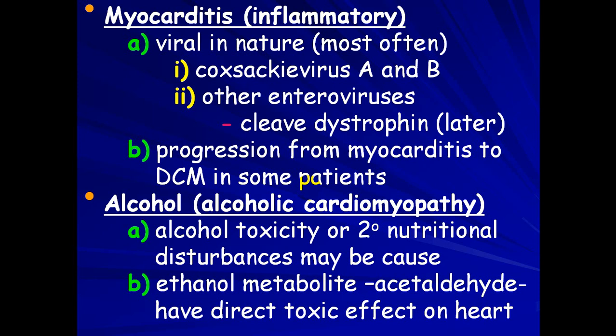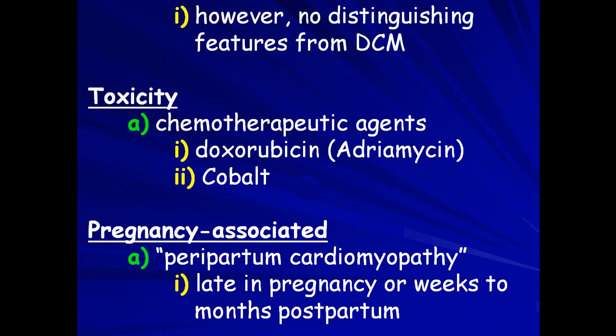Alcoholic cardiomyopathy is a type of dilated cardiomyopathy. Alcohol toxicity or secondary nutritional disturbance may be the cause. The ethanol metabolite acetaldehyde has a direct toxic effect on the myocardium. However, clinically it cannot be distinguished from dilated cardiomyopathy. Toxicity also comes from chemotherapeutic agents like doxorubicin, adriamycin, and from cobalt.